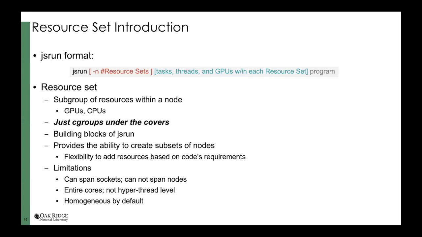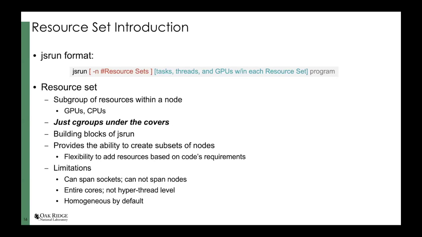So I want to spend a little time going over resource sets, what they look like and why you care about them. Under the covers, if you're familiar with cgroups, basically a resource set is just a cgroup. It's just a small grouping of cores within a node. The goal of resource sets is to let you organize the node how it makes sense to your code.